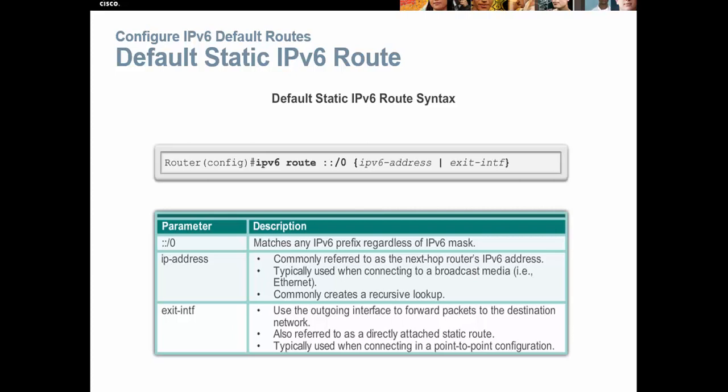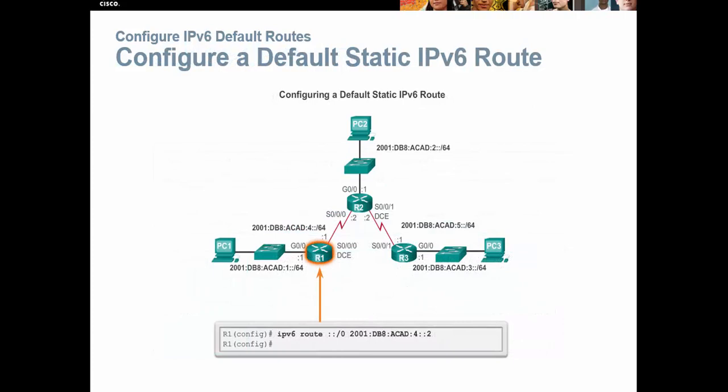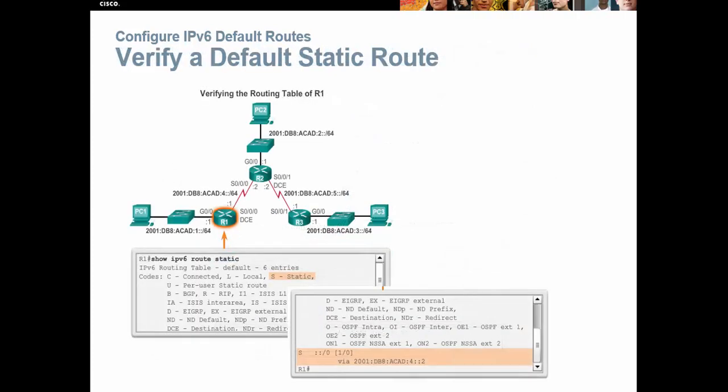Here's an example of your default static IPv6 route. It's similar to the quad 0, except for on this one you're going to do ::/0. So it's IPv6 route ::/0. You can give the next hop IP address, the exit interface, or both. To verify, you do the show IPv6 route static and you look for the static addresses, and then remember they have the S in front of them.